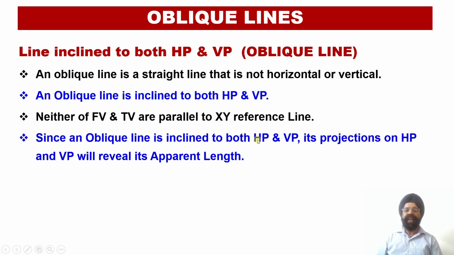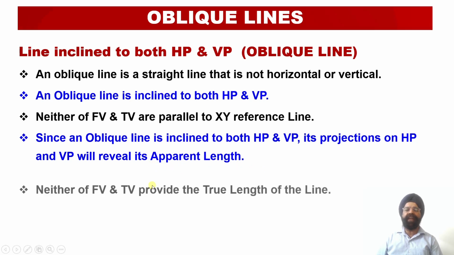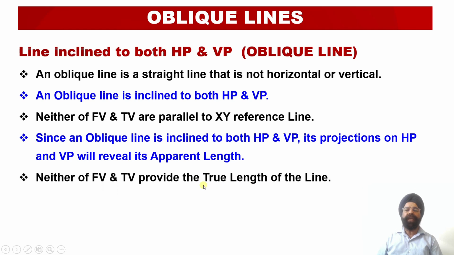And since an oblique line happens to be inclined to both HP and VP, therefore, the projections of the oblique line onto the reference planes HP and VP will be obtained as apparent lengths, and we will not be able to obtain the true length of an oblique line onto the reference planes HP and VP.